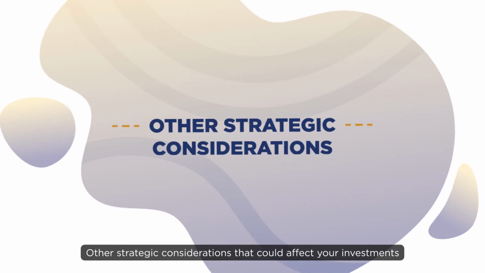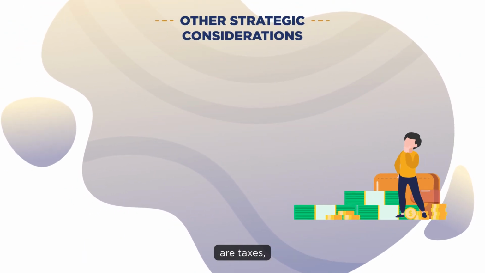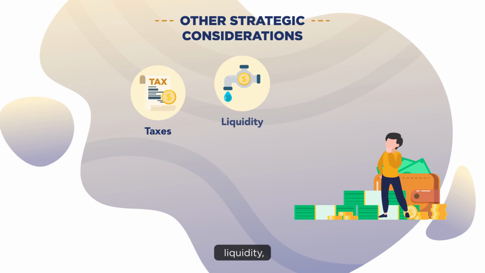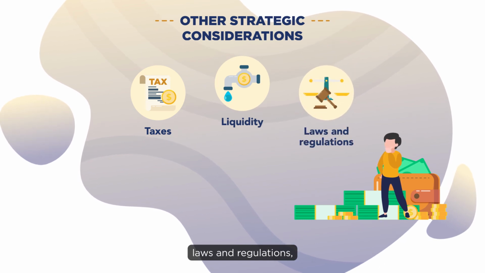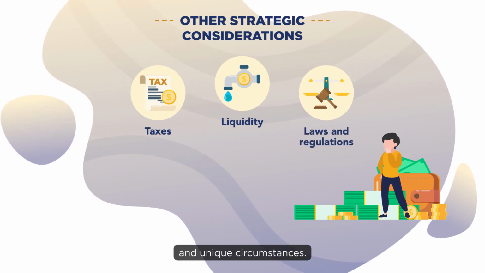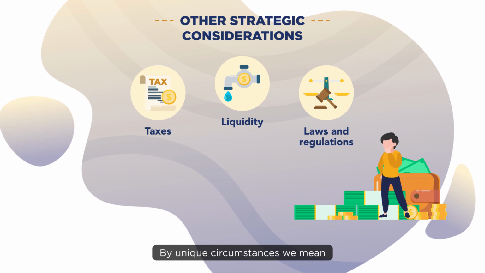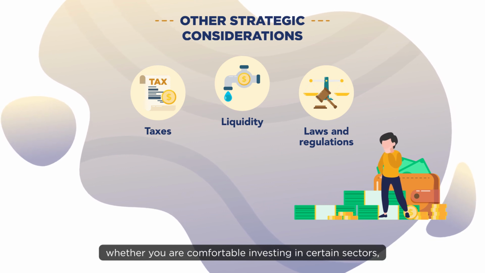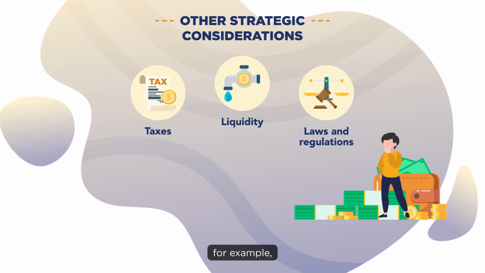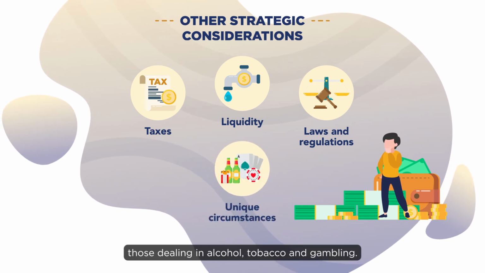Other strategic considerations that could affect your investments are taxes, liquidity, laws and regulations, and unique circumstances. By unique circumstances, we mean whether you are comfortable investing in certain sectors. For example, those dealing in alcohol, tobacco, and gambling.